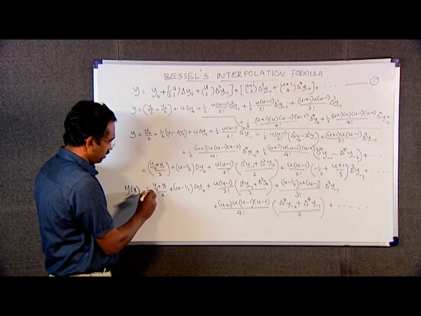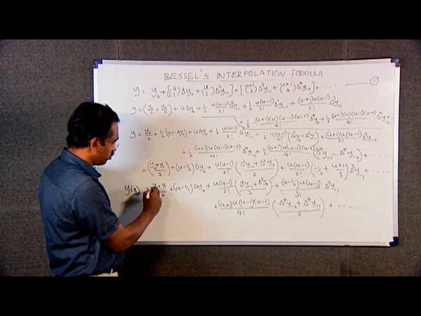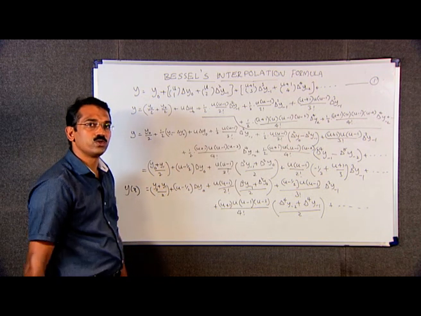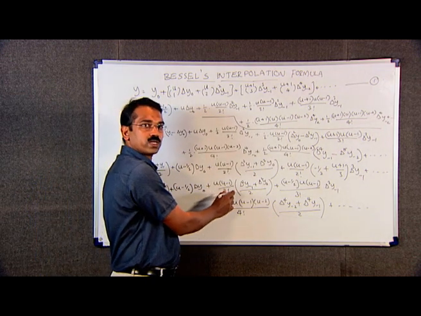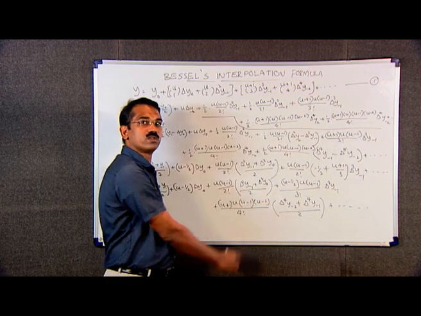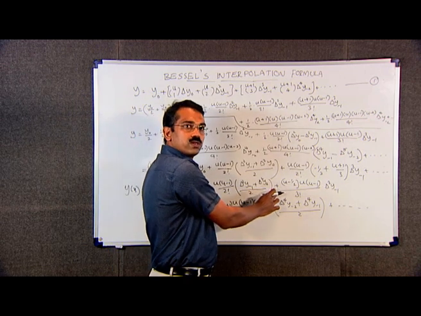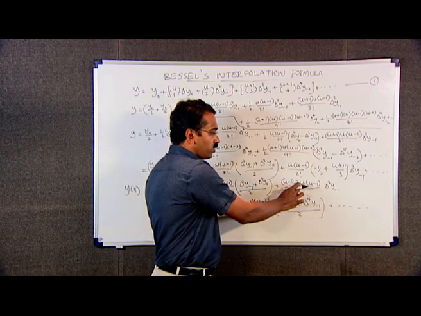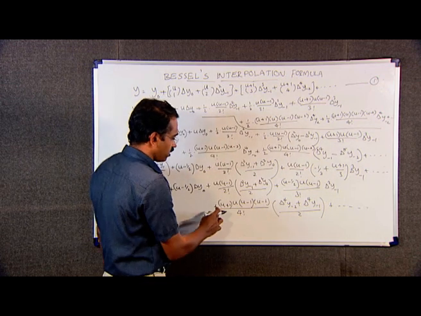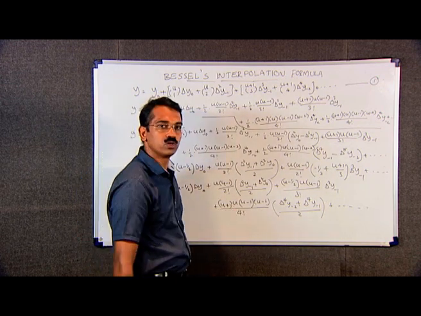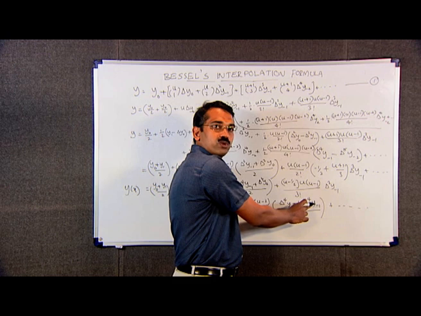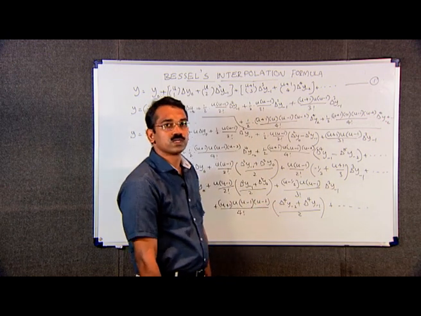y means y of x, that is y naught plus y1 divided by 2 plus (u minus 1/2) into delta y naught plus u into (u minus 1) divided by 2 factorial into (delta square y minus 1 plus delta square y naught) divided by 2 plus (u minus 1/2) into u into (u minus 1) divided by 3 factorial into delta cube y minus 1 plus (u plus 1) into u into (u minus 1) into (u minus 2) divided by 4 factorial into (delta raised to 4 y minus 2 plus delta raised to 4 y minus 1) all divided by 2 plus etc.